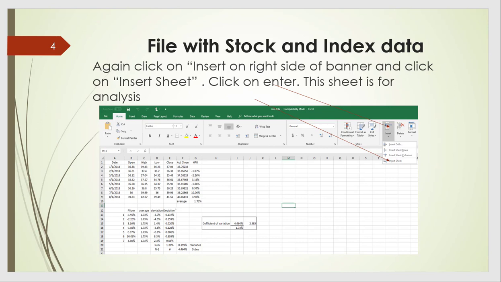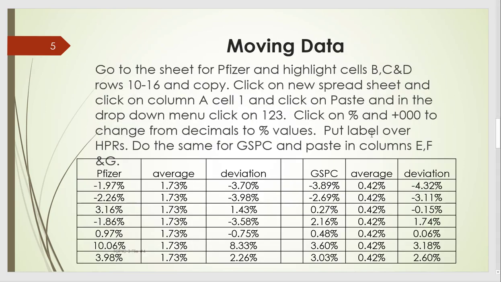Now, if you look at my spreadsheet view below, you'll see directly under the return data, I calculated the variance for Pfizer. I did the exact same thing for GSPC, and what I want to do is copy over the average and the deviation data for both Pfizer and for GSPC to the third new spreadsheet. And this is what you'll see.